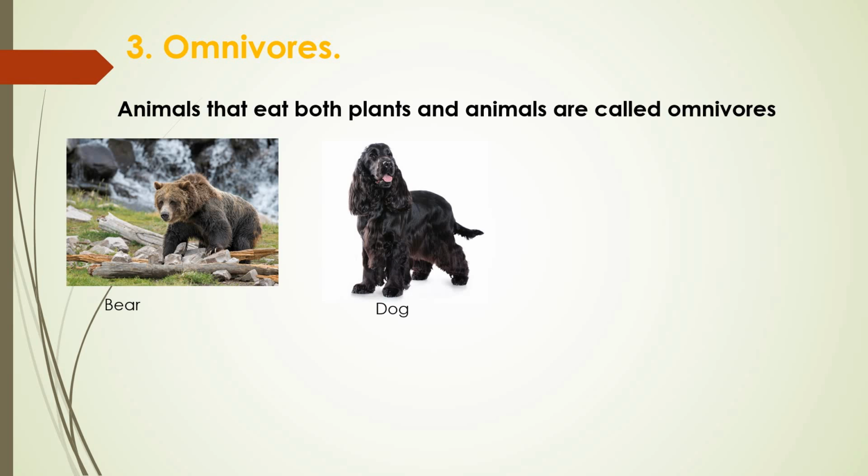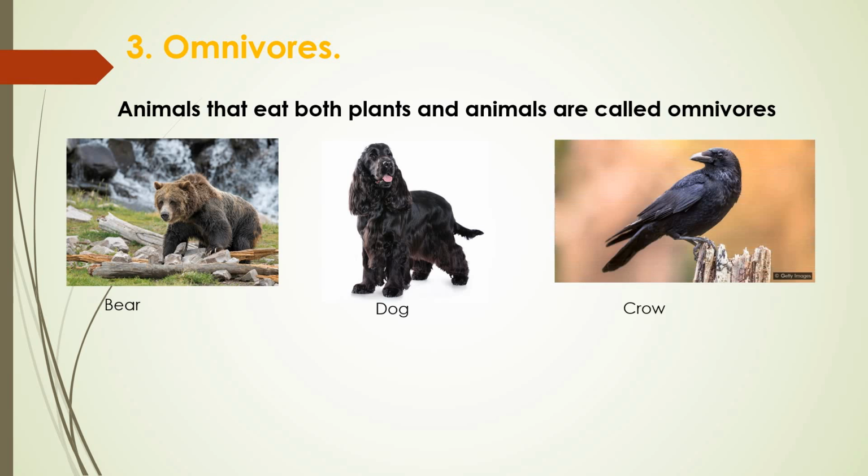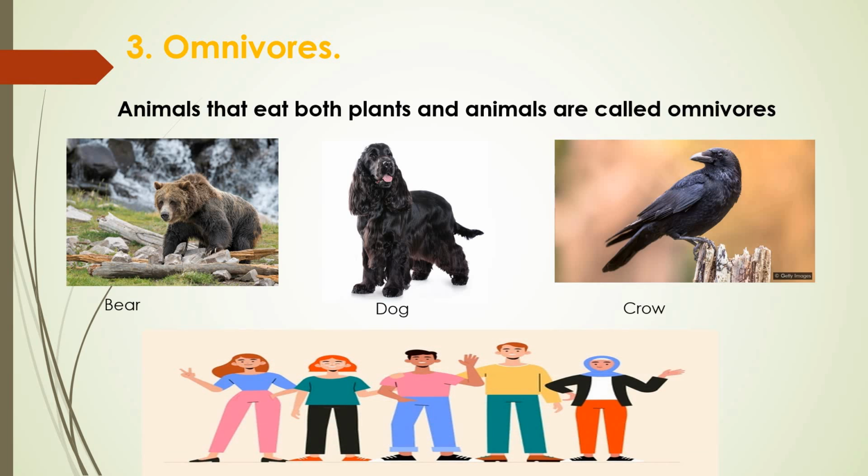Dog, this is a domestic animal. Dog can eat both plants as well as animals, other animals. A crow is also an example of omnivores, as they can eat both plant products as well as animal products. And one of the most highly populated omnivores is we, the human beings. We are also called omnivores because we human beings eat both plants and animals.